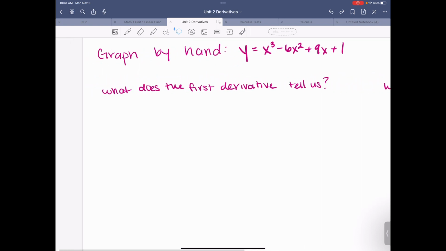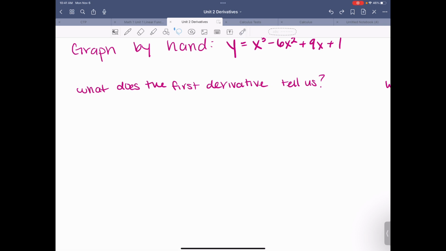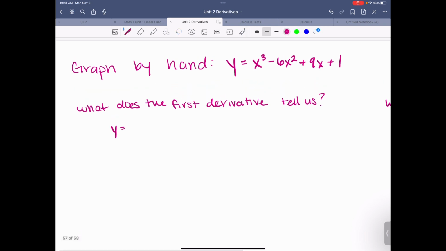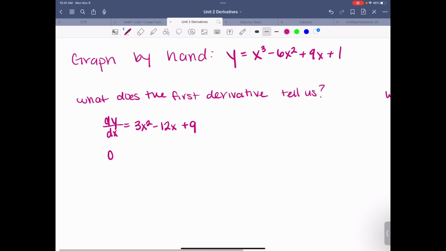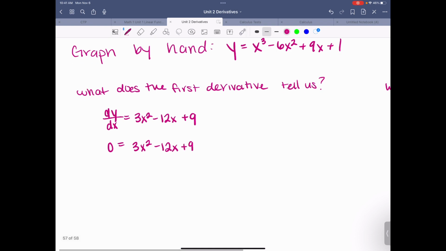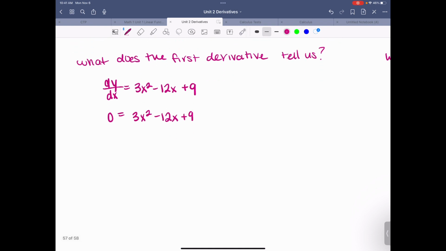So let's start by looking at the first derivative and getting any information that we can about this graph. The derivative of y is going to be 3x squared minus 12x plus 9. And I'm going to set my derivative equal to 0 because I'm trying to find that critical number where my derivative changes from positive to negative or vice versa.